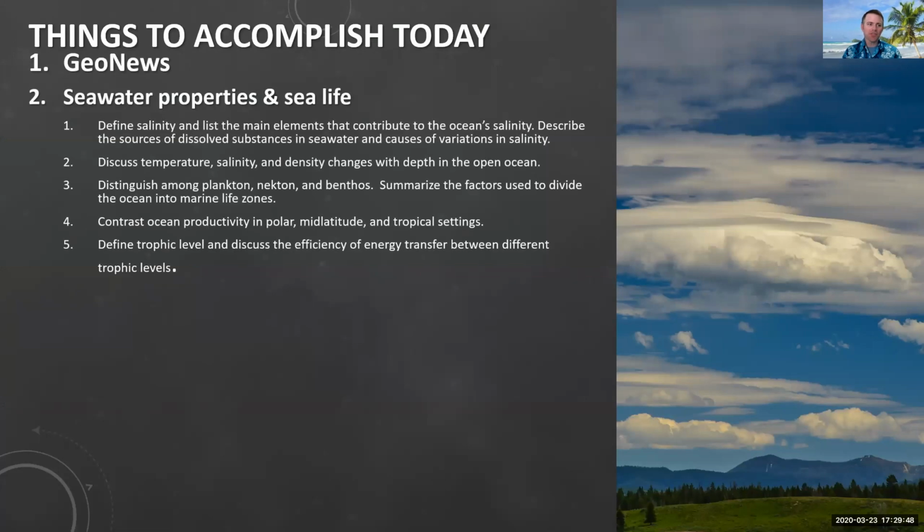Some geo news, a few seawater properties and sea life ideas that we'll be looking at. So looking at salinity and temperature and density and how that affects the ocean, and then the main types of critters that live in the ocean. The reason we really care about the life there is because they are a big carbon sink. They use lots of carbon, which is something we want to circle back to later on when we start talking about solutions to climate change towards the end of the class in a couple of weeks.